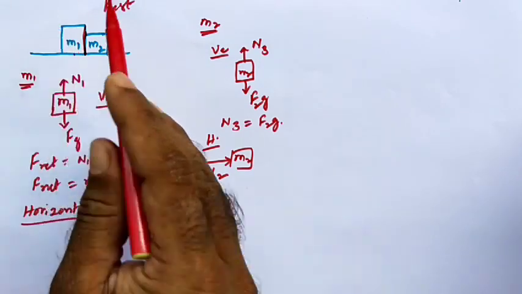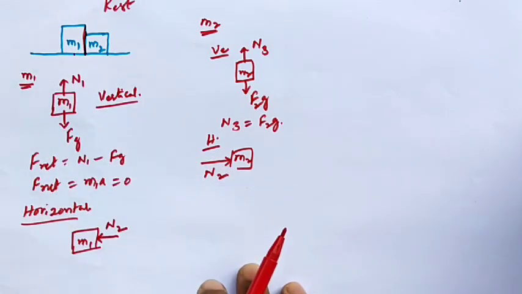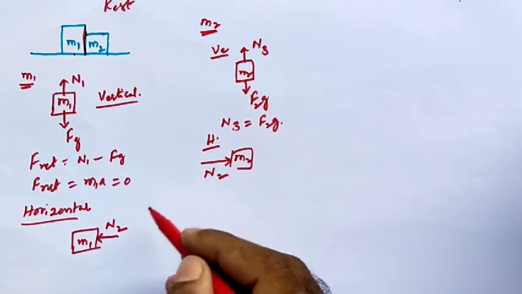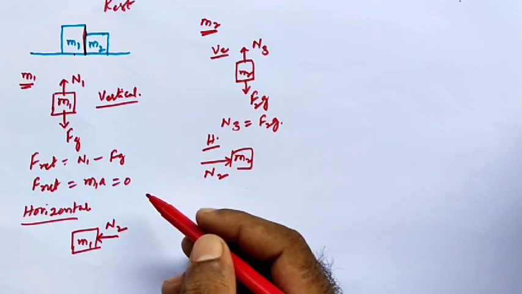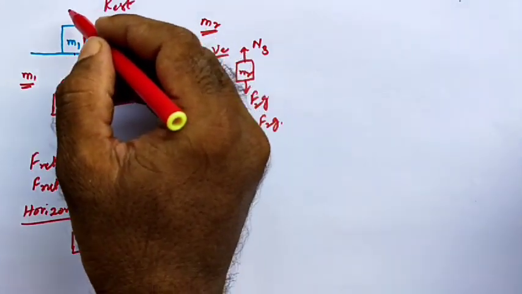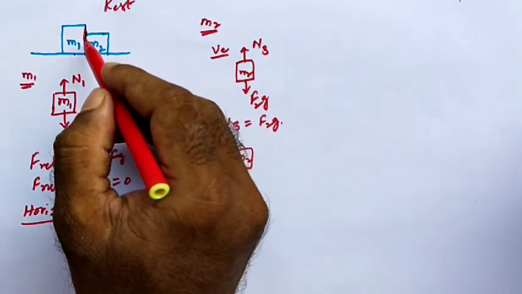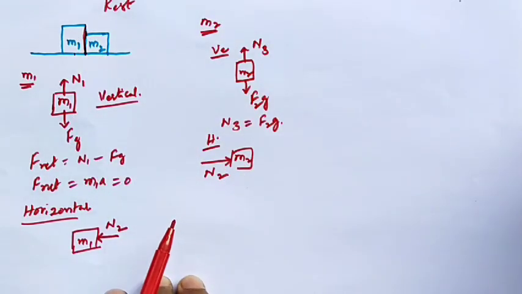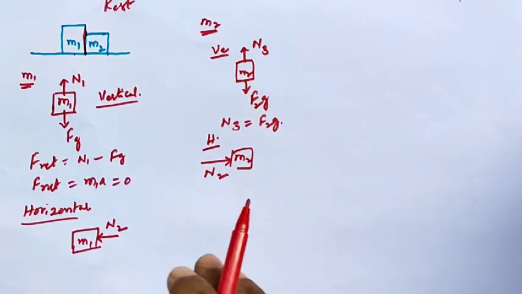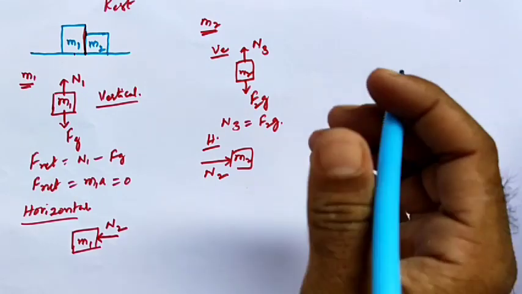Now M1 also applies the same force on the body. Understood? So that is also N2. Now these two forces are called internal forces when you take M1 and M2 as the total system. So these forces cannot accelerate the body now.